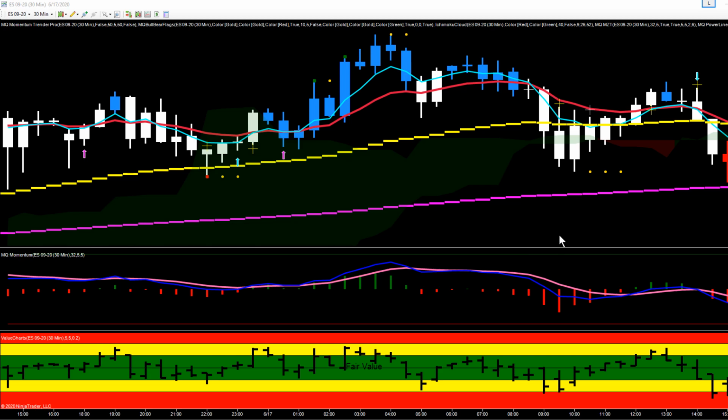Let's take a look at a trade setup in the ES today. This is our 30-minute chart. Again, everybody knows this is our anchor chart.